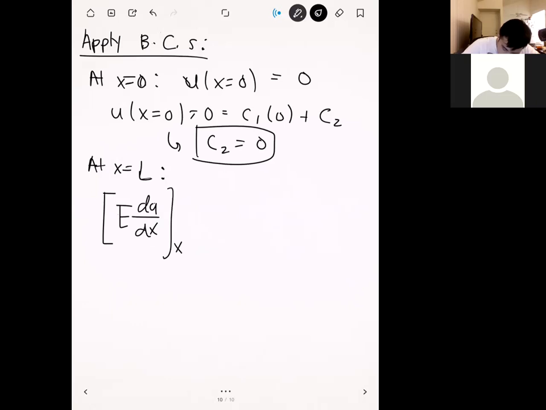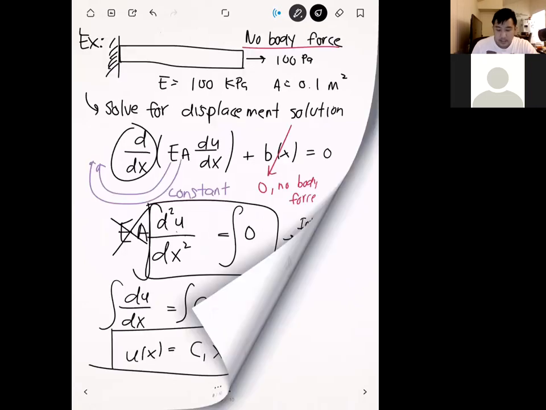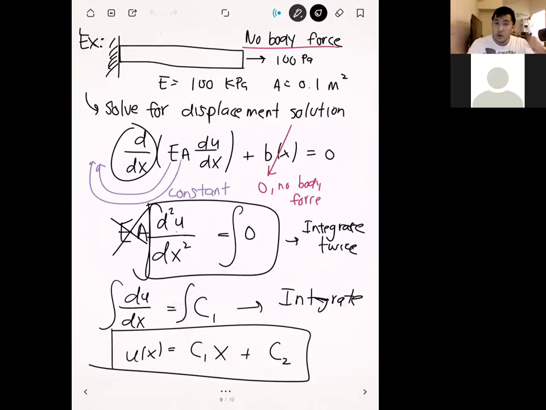Okay. And this is at x equal to L. And this is equal to, in this case, a positive 100 pascals. The reason I chose 100 pascals here is because the stress that we're applying on the right is tensile in nature, right? We're pulling the bar apart, and that's opposite of the previous example, which was a compressive force.